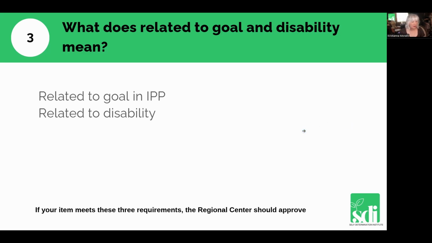And I put this at the bottom of every single one. If the items meet these three requirements, the regional center should approve. I'm saying should because in the perfect world, they would, but sometimes there has to be some discussions back and forth.